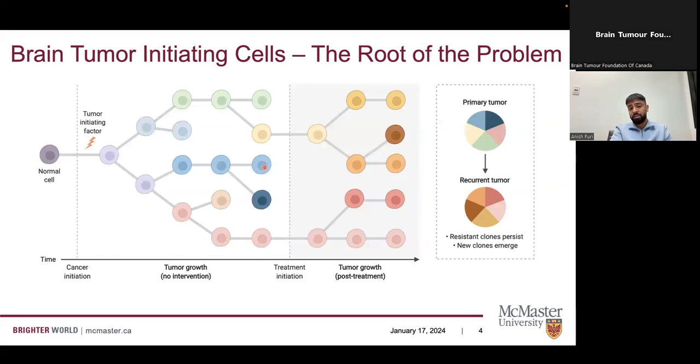And so after treatment initiation, we believe that some of these brain tumor initiating cells are eradicated. So you can see the light blue, dark blue, and green have been eradicated. But there is this subpopulation of these brain tumor initiating cells that are resistant to chemoradiotherapy. And in fact, continue to expand on their own clonal basis.